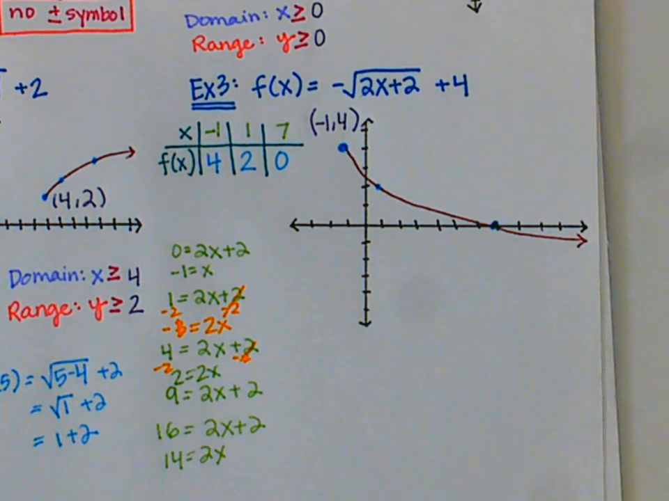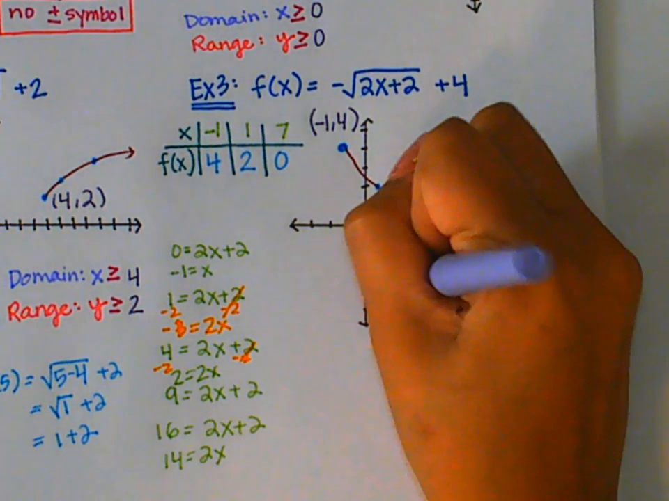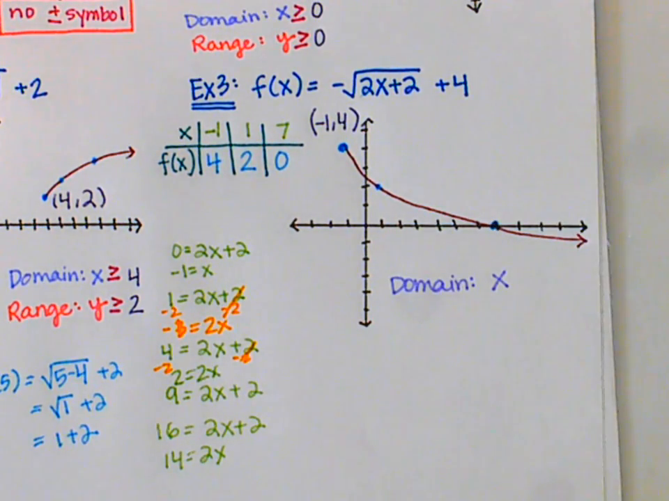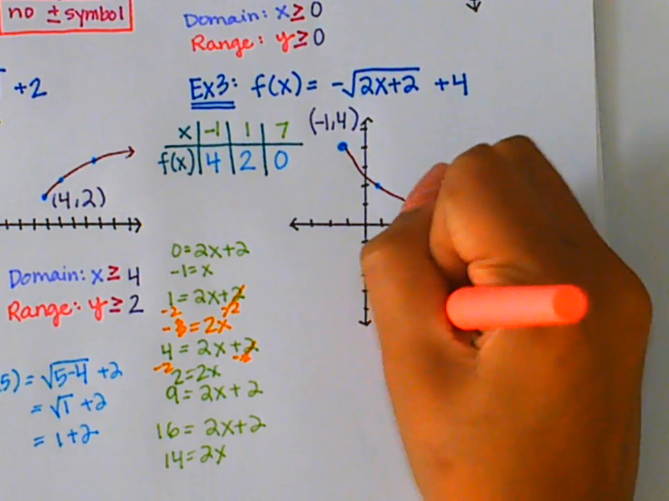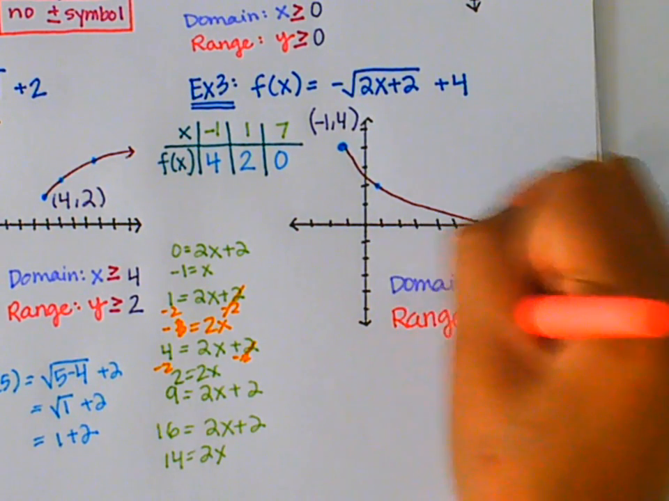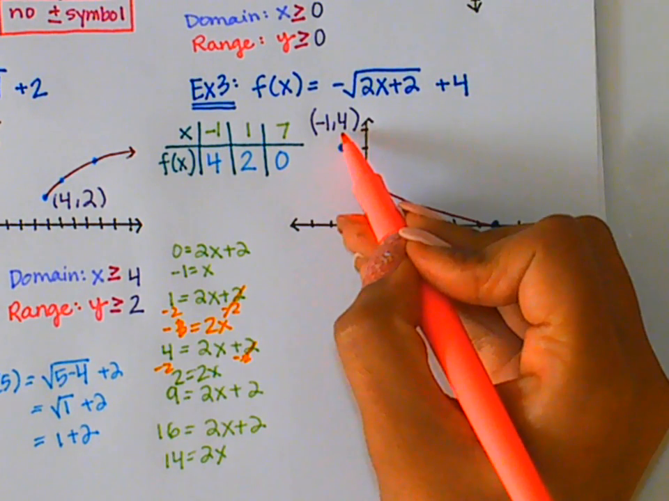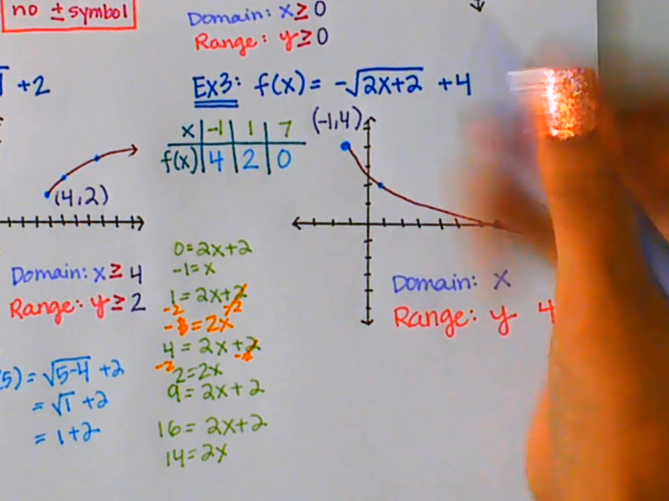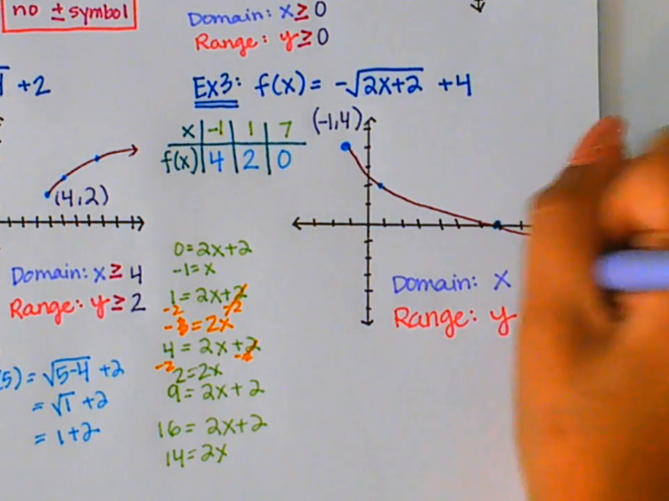I'm going to do my domains and ranges now. Domain is my x value. My range is my y value. Now my range is going to be the y value, so I'm going to put 4 here. My domain is my x value, so I'm going to put -1.